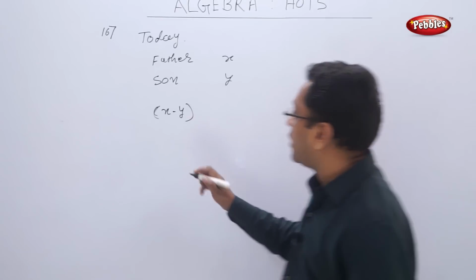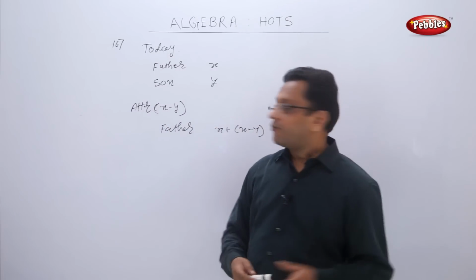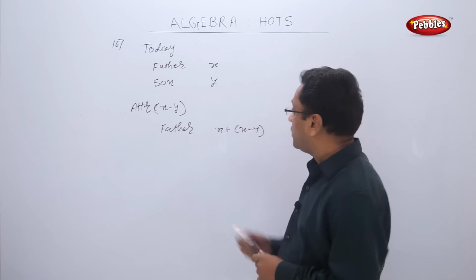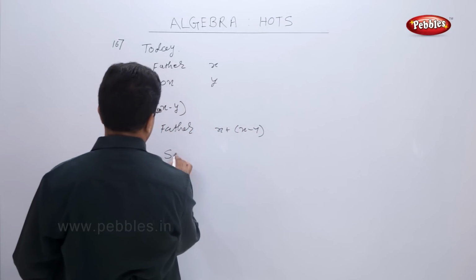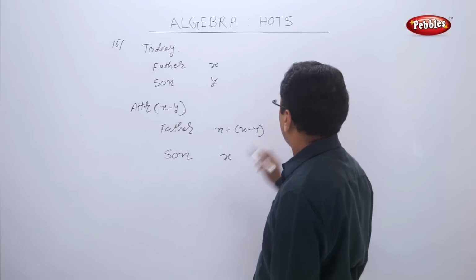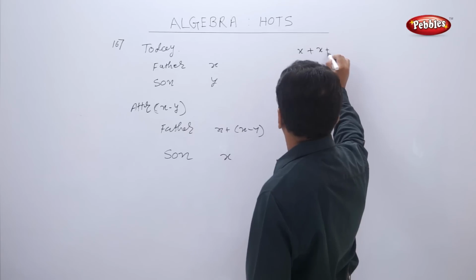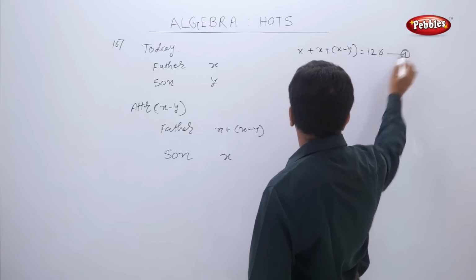So what will happen after X minus Y years? After X minus Y years, his son's age will be X, right? So after X minus Y years, his son will be of the age X. By the first condition, we get X plus X minus Y is equal to 126.